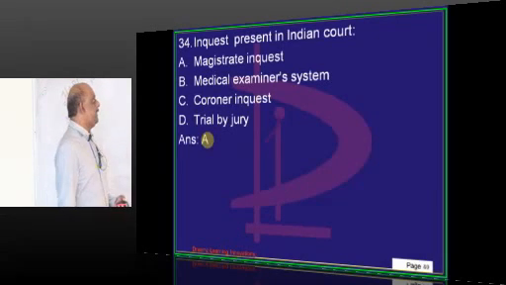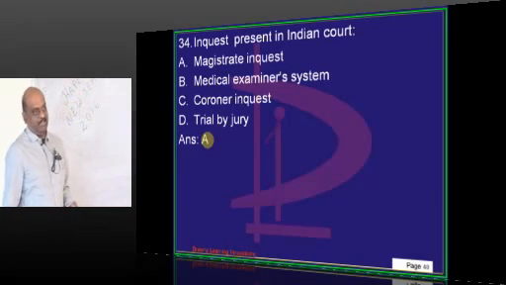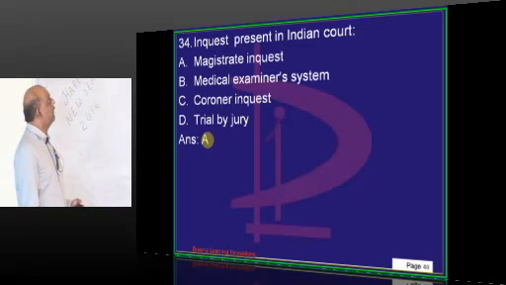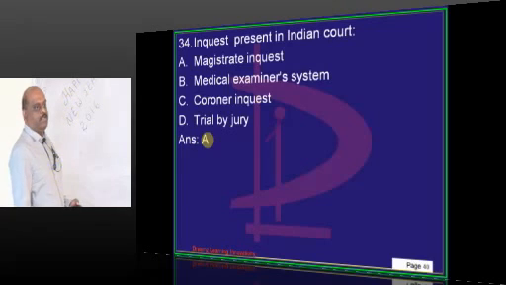The inquest which is present in India is the magistrate inquest and police inquest. Trial jury is not there, medical examiner system is not there, coroner is not there.